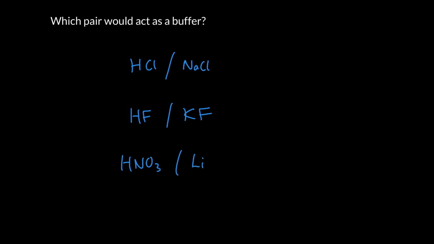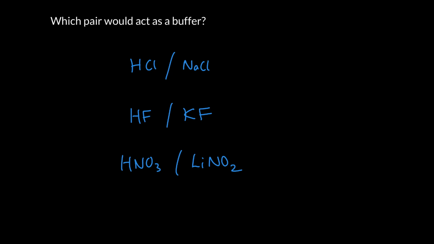So these would give you buffer solutions if you combined these two things together. All right, let's see if you can recognize which one of these pairs would be a buffer. I'll give you three different pairs of compounds. So HCl, NaCl, and HF, KF, and maybe something like HNO3, LiNO2. Out of these three, which one or ones would actually be a buffer and which ones would not? So pause the video, see if you can figure out, and then we'll compare notes.